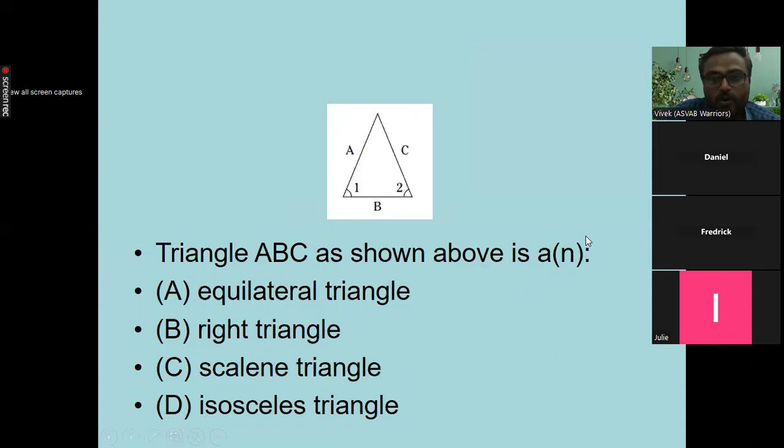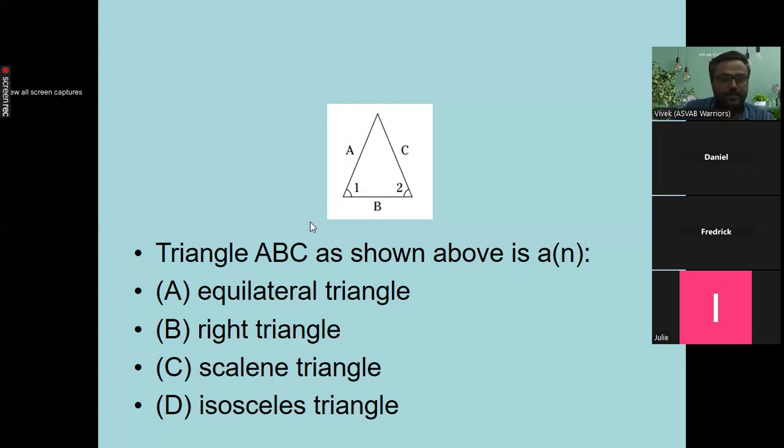Let us move on to the next question. Can you guess which type of triangle this is? In the chat box, please send me the answer. Triangle ABC, shown in the figure above. Which type of triangle is that? You have 60 seconds to solve this. Remember, this type of question is definitely going to be in your ASVAB exam. These are easy marks to score, easy answers to get.